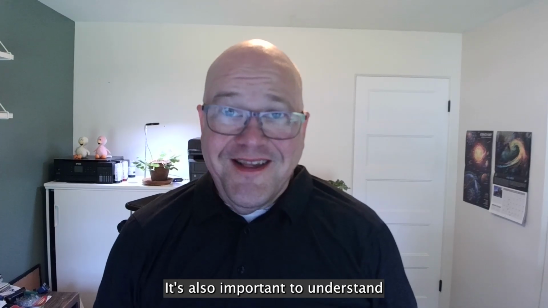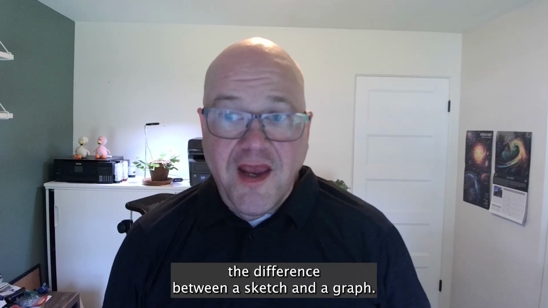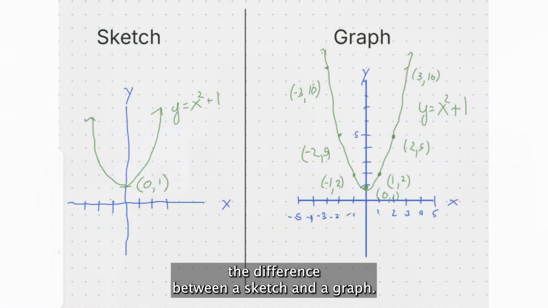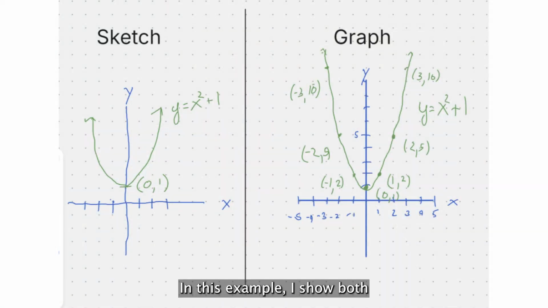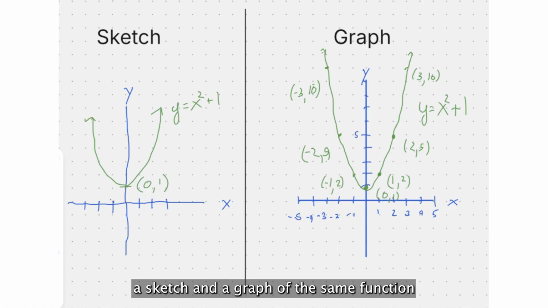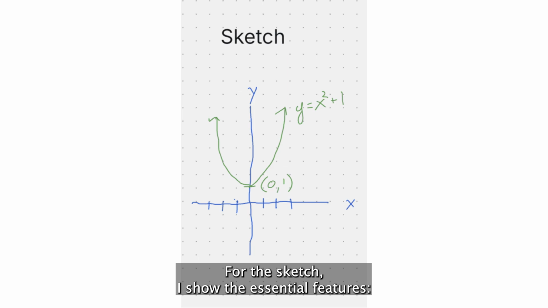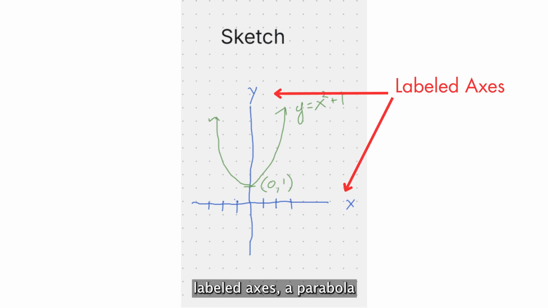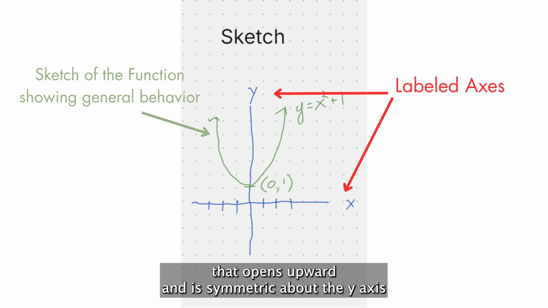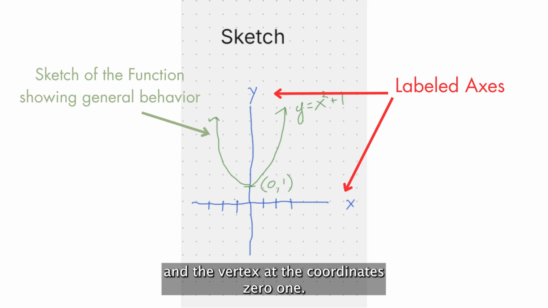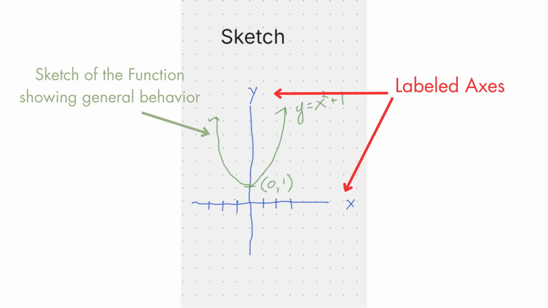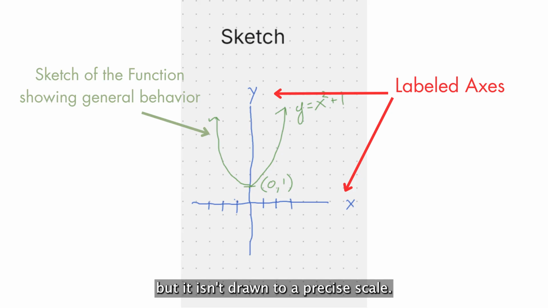It's also important to understand the difference between a sketch and a graph. In this example, I show both a sketch and a graph of the same function, y equals x squared plus 1. For the sketch, I showed the essential features: labeled axes, a parabola that opens upward and is symmetric about the y-axis, and a vertex at the coordinates (0, 1). The sketch communicates the general shape, but it isn't drawn to a precise scale.